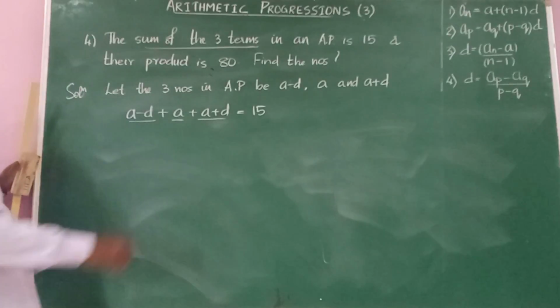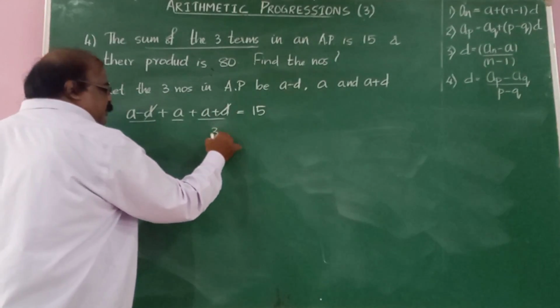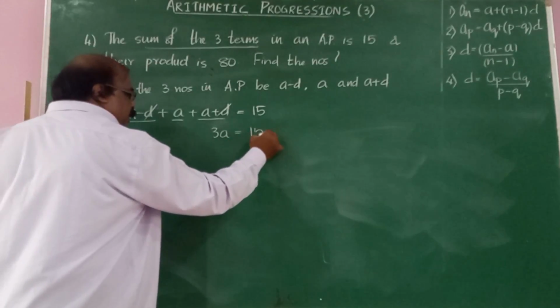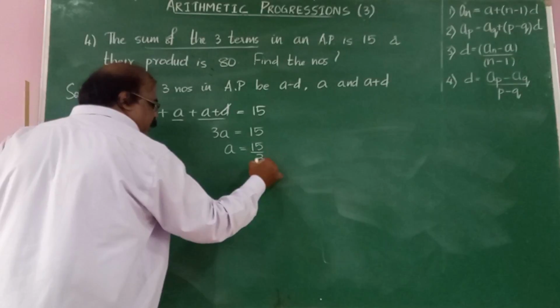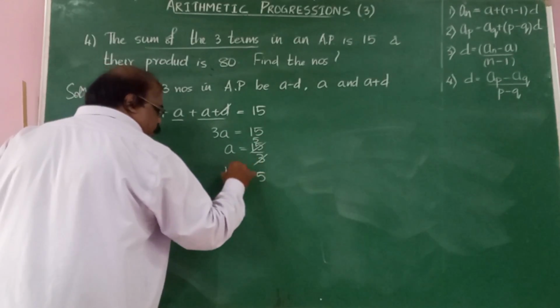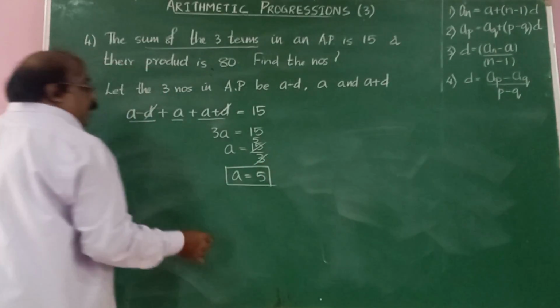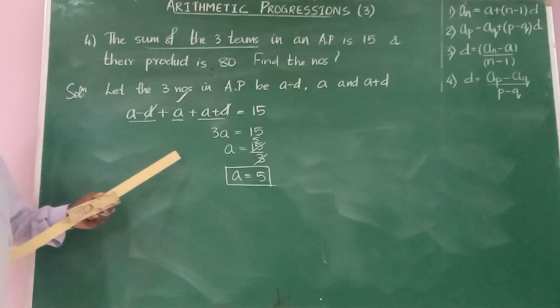Here plus d and minus d cancel, so you get 3a is equal to 15. Now when I say 3a is equal to 15, at once I know the value of a, which is 5. And a is nothing but the middle term. I found out the middle term already.